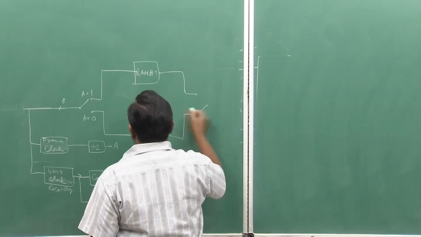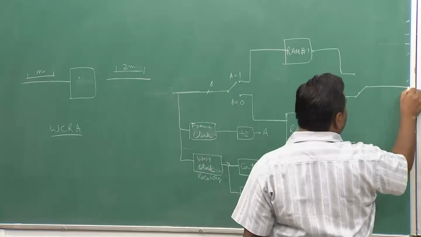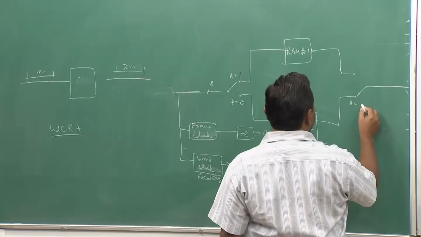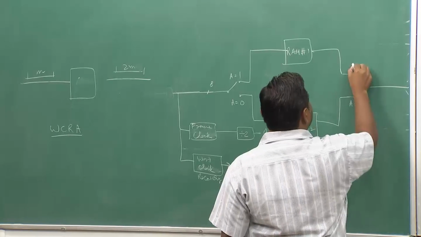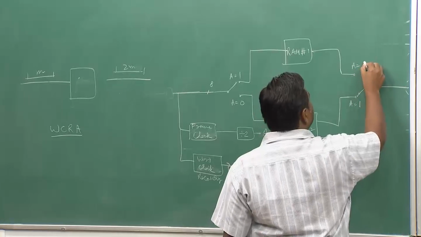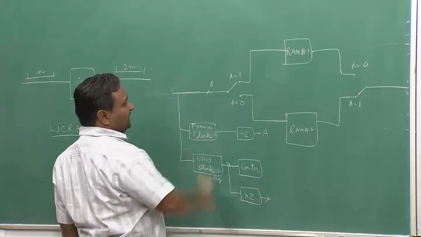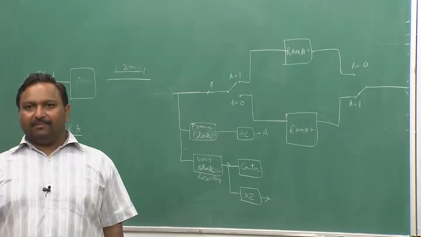So when you are writing here, you must be reading from the bottom one. So this should be A is equal to 1 and this should be A is equal to 0. So currently I think A must be 1, that is why this switch has been set there. Okay.